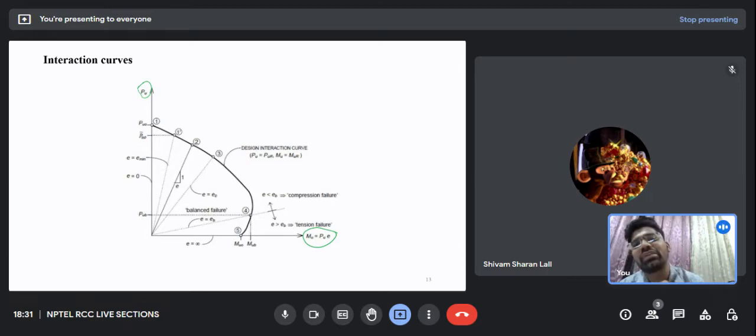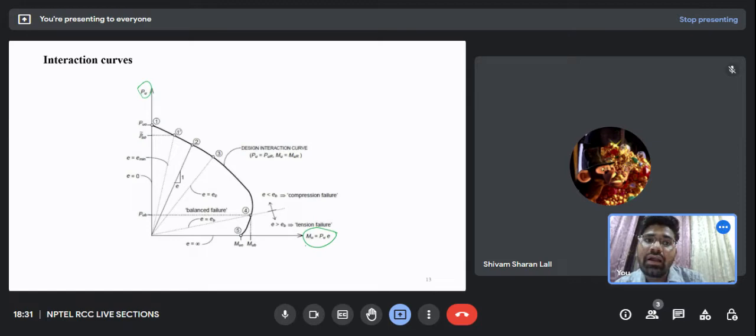We are having this PM interaction diagram because we need to take care that the column is safe in both loading as well as in the moment. So to ensure the safety for both types of loads, we will have to see the PM interaction diagram. On the y-axis we have the axial load, and on the x-axis we have the moment.